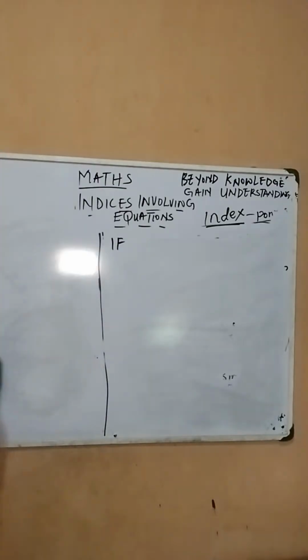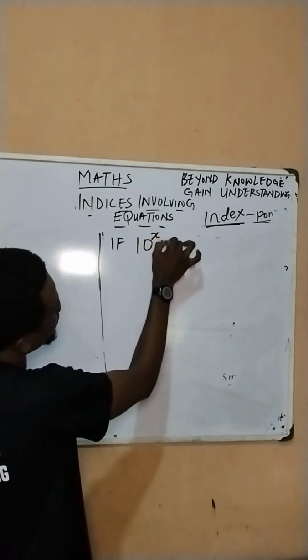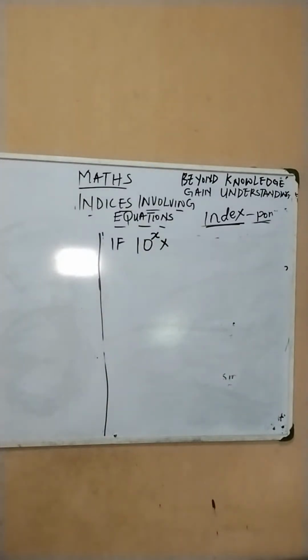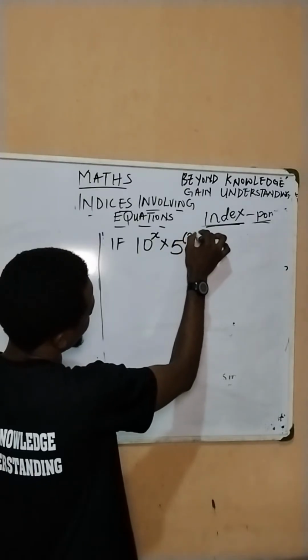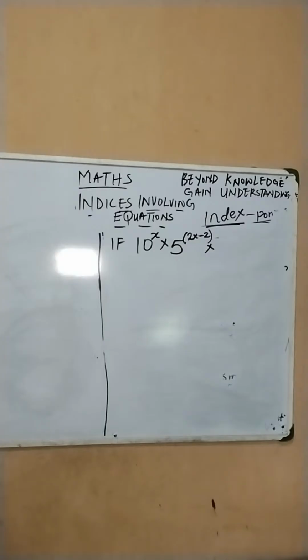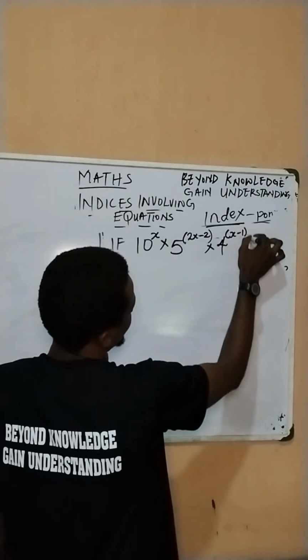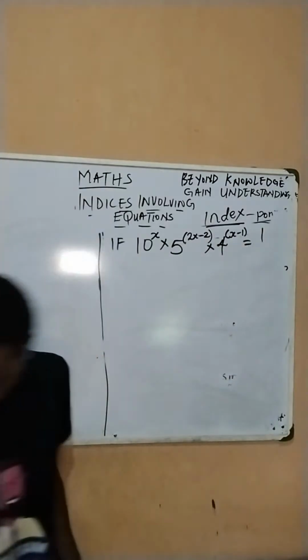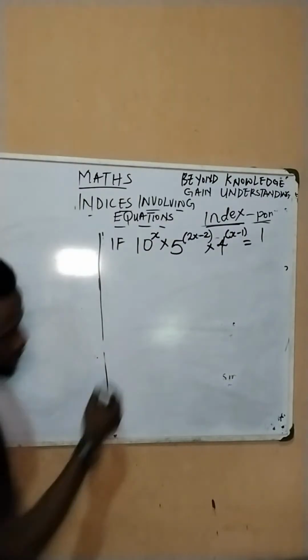If 10 to the power of x multiplied by 5 to the power of (2x minus 2), multiplied by 4 to the power of (x minus 1), equals 1. Everything here equals 1. Then find the value of x.